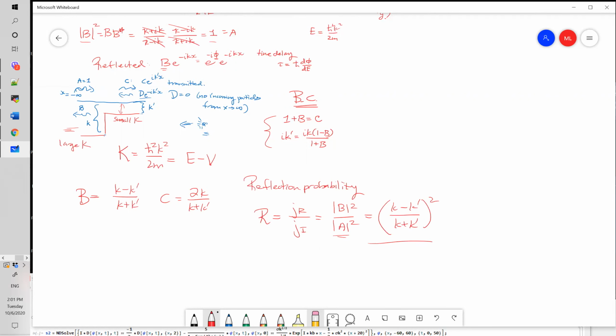Does it make sense? Sure, because look, if k is equal to k prime, then there's no reflection. What does that mean? That means that it's as if there's no potential there at all, right? No step in the potential whatsoever. So then nothing gets reflected, everything just gets transmitted through. And otherwise, you'll get some portion that gets transmitted and some portion that gets reflected. So that's how that works. And in general, that's how all these problems work.